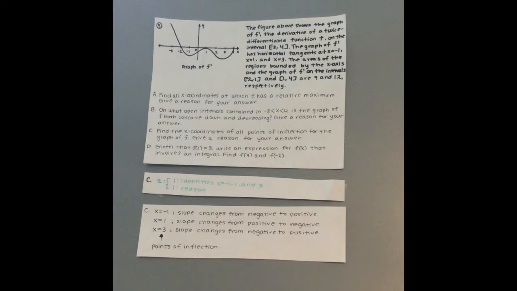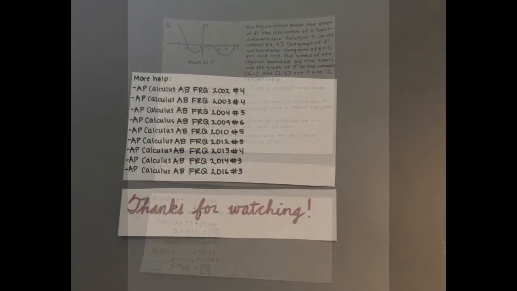Part C is also out of 2 points, and 1 point is given for identifying x equals -1, x equals 1, and x equals 3, all as points of inflection. And another point is given for the reasons, which would be saying how the slope changes at each of these points, which would make it a point of inflection. And part D is out of 3 points, 1 for the correct integral, which would be this one for the expression for f of x, which is 3 plus the integral from x to 1 of f prime of t dt, and the last point would be for the correct answers of f of 4 and f of -2, which are -9 and 12.